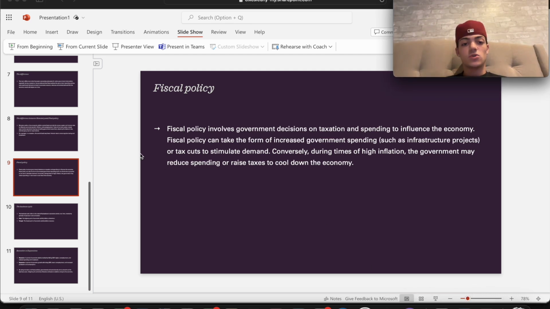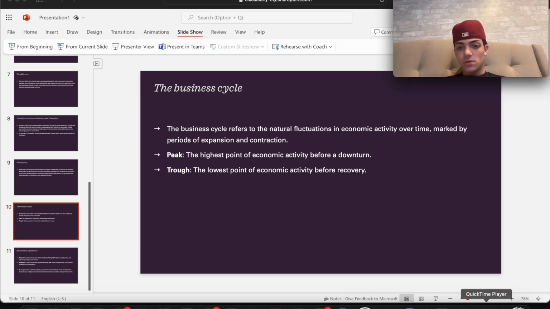Fiscal policy. Fiscal policy involves government decisions on taxation and spending to influence the economy. Fiscal policy can take the form of increased government spending, such as infrastructure projects, or tax cuts to stimulate demand. Conversely, during times of high inflation, the government may reduce spending or raise taxes to cool down the economy. On to the next one.